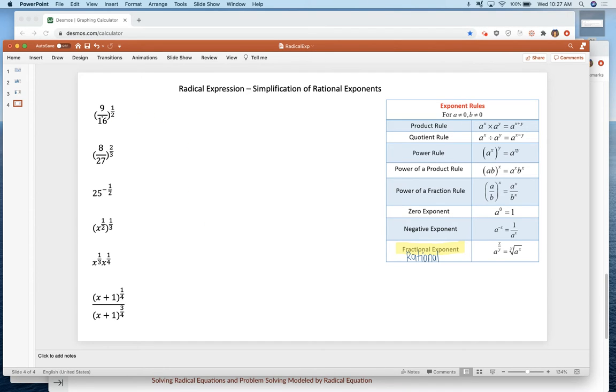For example, this one here: my base is a rational, a fraction with numerator and denominator. So I look at the power of a fraction rule. What do I see? That I can distribute the power to the numerator and the power to the denominator. So this is what we're going to use here. We're going to write 9 to the power of 1/2 over 16 to the power of 1/2. How farther can I go?